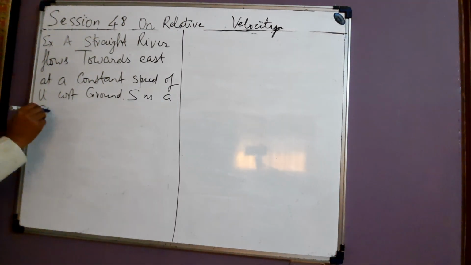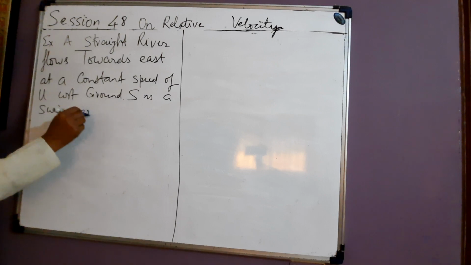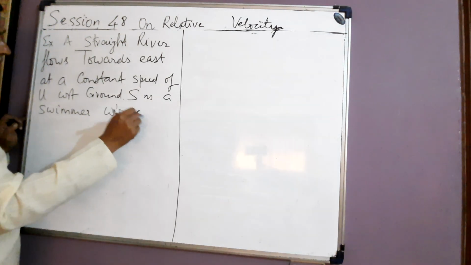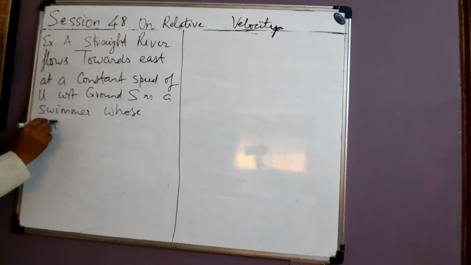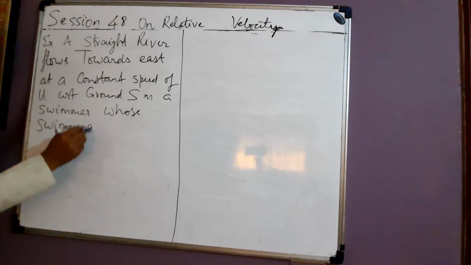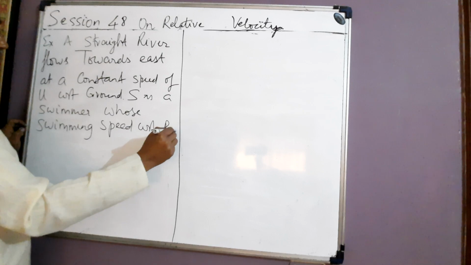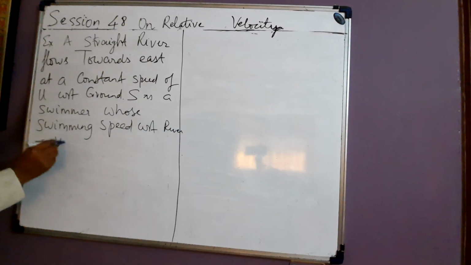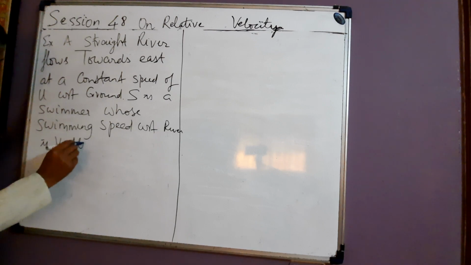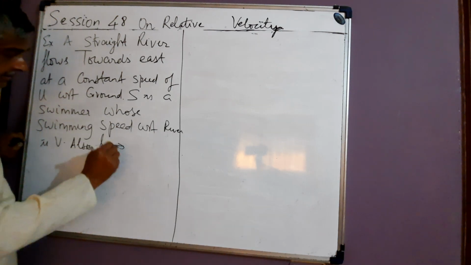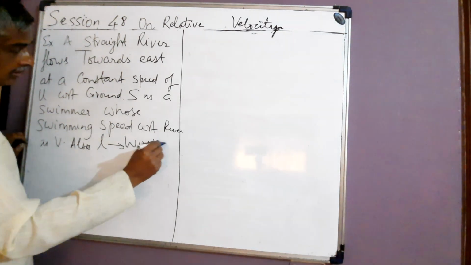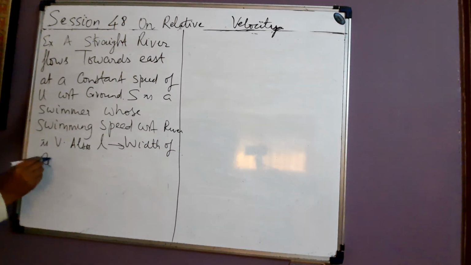S is a swimmer whose swimming speed with respect to the river is V. Also, L is the width of the river. Alright, fine.